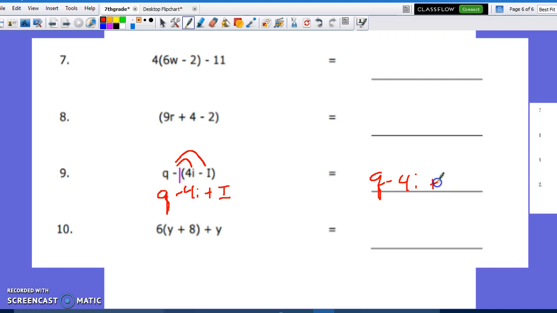And a positive capital I. Okay, so Q minus 4i plus I for that one.